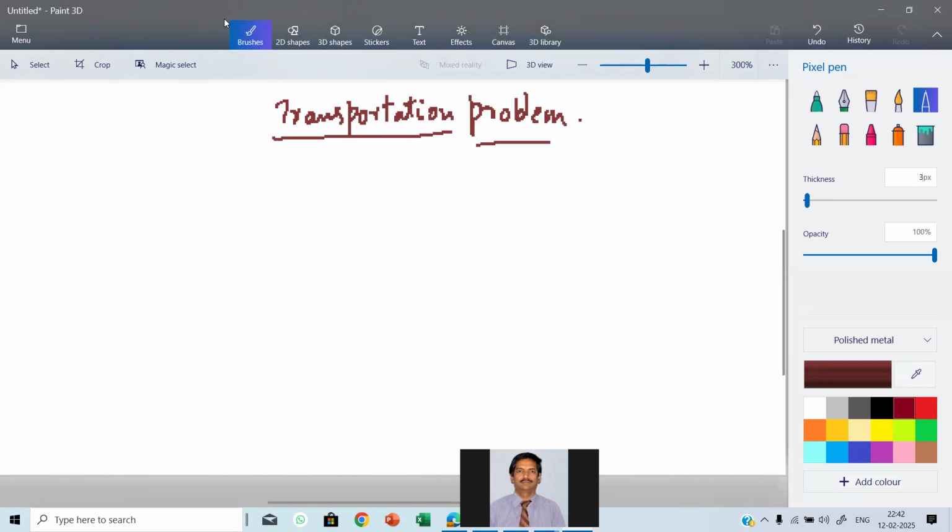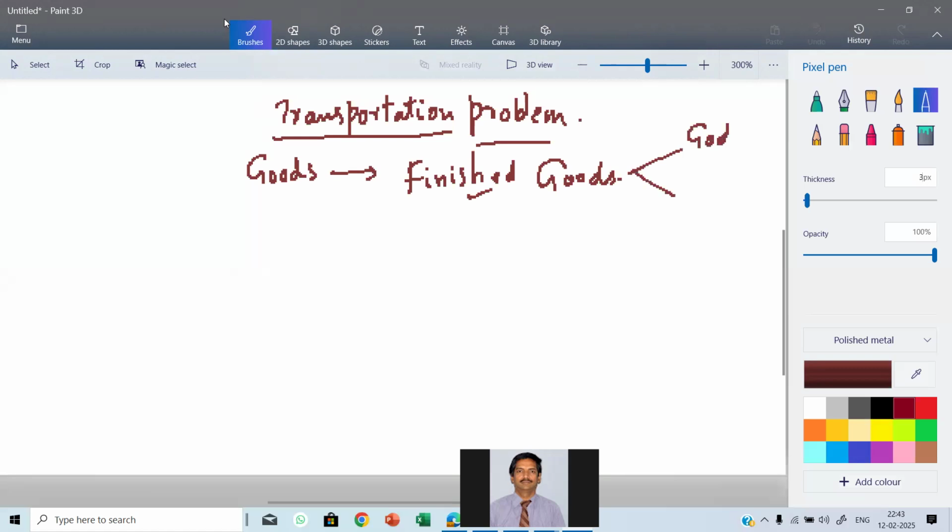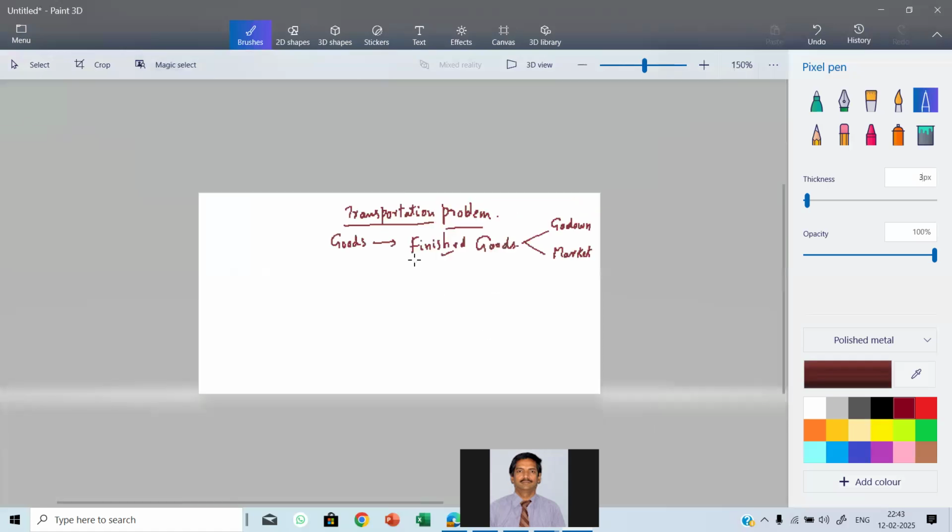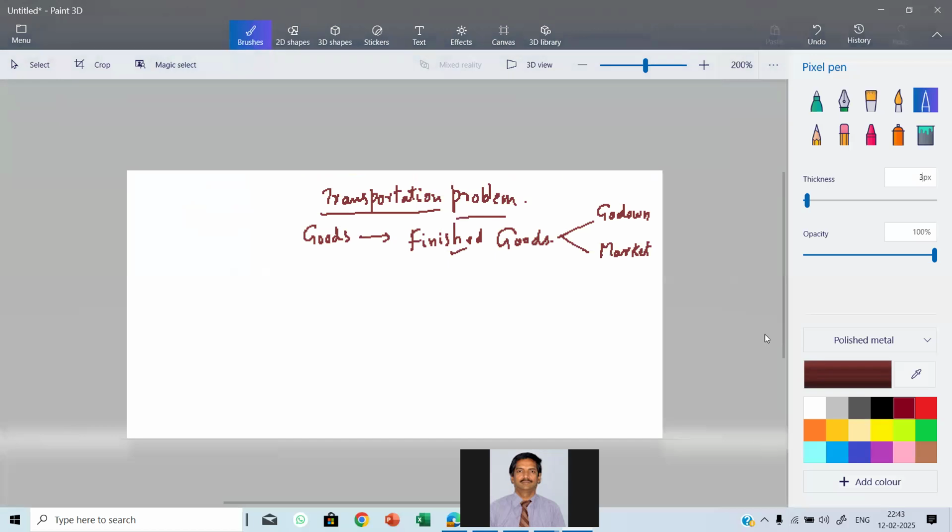Right. So what does transportation mean? From one place to another place, the goods are being transported. The goods means the finished goods. After manufacturing is completed, they are packed and everything is printed on them. Then they are ready to be sold to the customer. These finished goods have two choices: one is to the godown and the second one is direct to the market. Any finished good will have only these two choices, right?